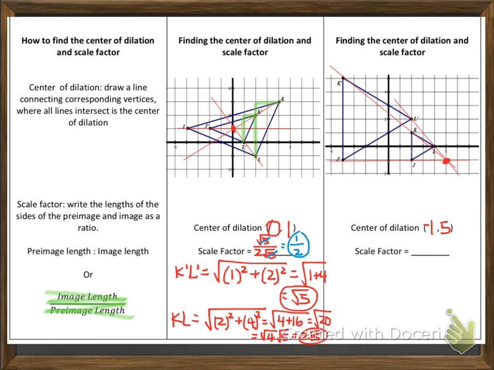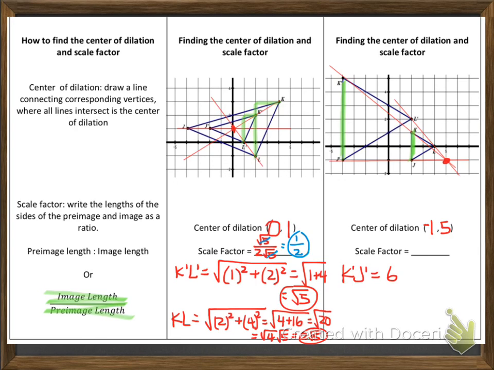And then to find my scale factor, this is actually a more convenient case. If I look at side KJ and K prime J prime, those are actually vertical, so I do not need the distance formula for this. I can just count it. If there's ever a horizontal or vertical side, I want to use that one.